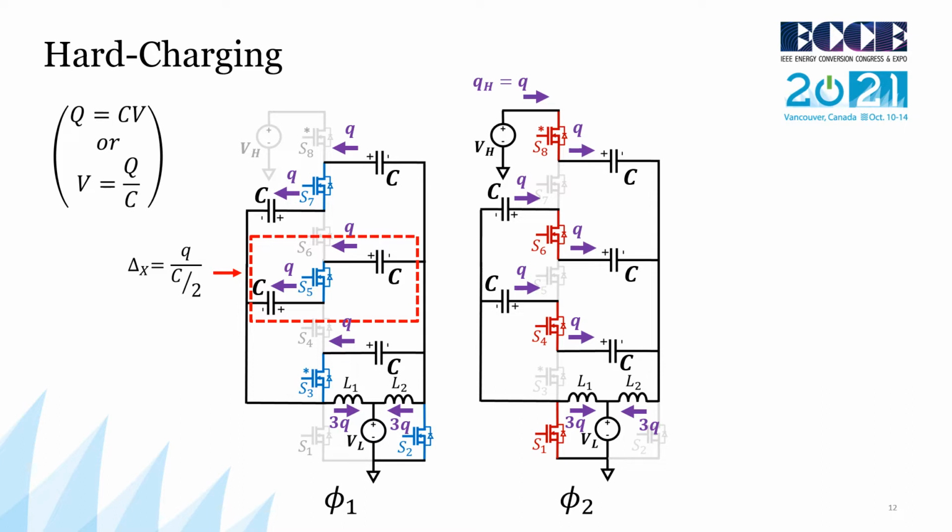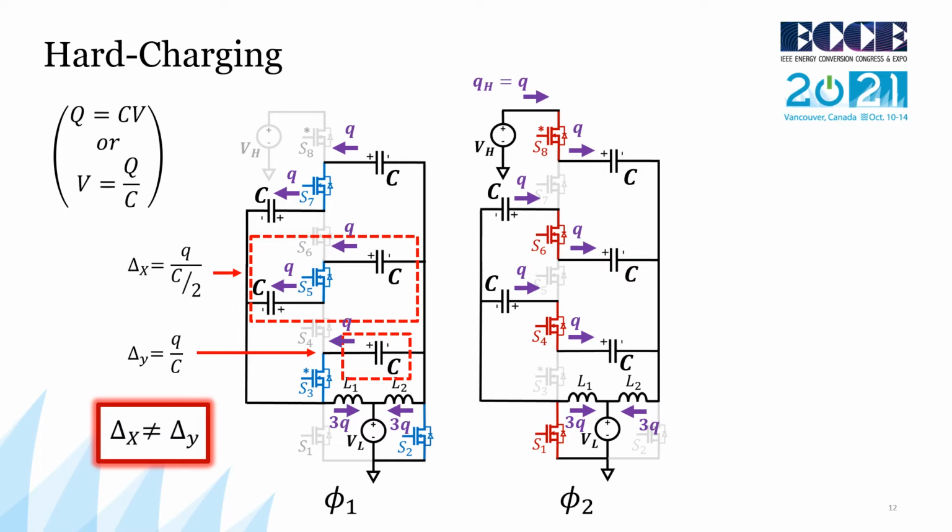Conversely, taking a look at the single capacitor branch below it, we see that this branch also conducts a single charge quantity Q during the same phase. As a result, this branch only wishes to see half the voltage ripple of the branch above it. Since both branches are connected in parallel and must express the same voltage, this inconsistency will result in transient inrush currents and hard charging losses.